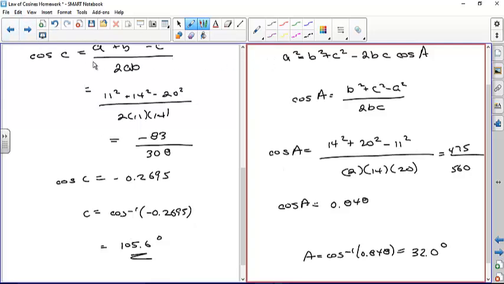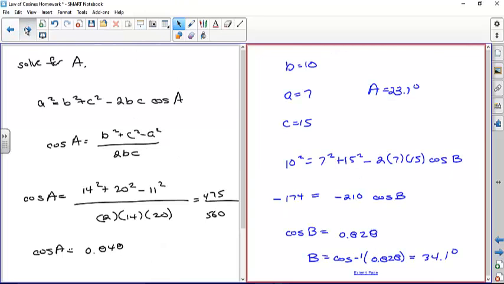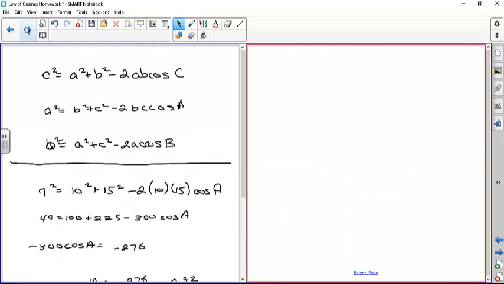And I could also have found angle B using the law of sines. Basically the first angle, there's only one way, and that's to use the law of cosines. The second angle, you can use the law of cosines or the law of sines. And to find the third angle, you could use the law of sines, the law of cosines, or the sum of the angles equals 180. Okay, so that's the first two problems.